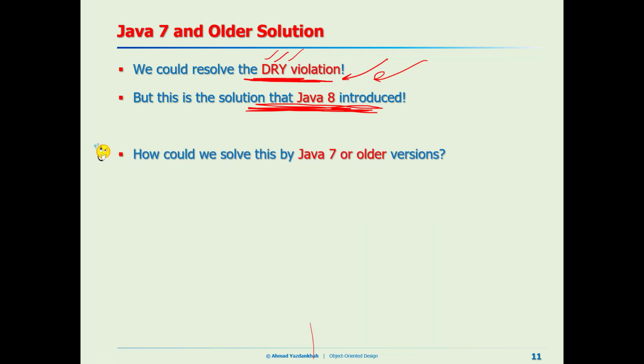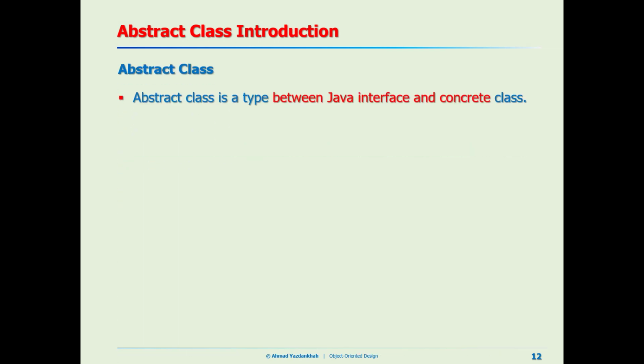right? That's how we introduced the abstract class. Actually, we used to use the abstract class before Java 8. So let's see what an abstract class is. An abstract class is something between the interfaces and concrete classes. A concrete class means that it's a regular class, right?